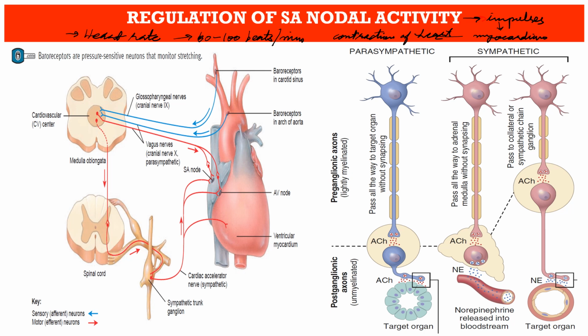This activity of the SA node results from two sets of nerves. Number one, the sympathetic nerves. Number two, the parasympathetic nerves.